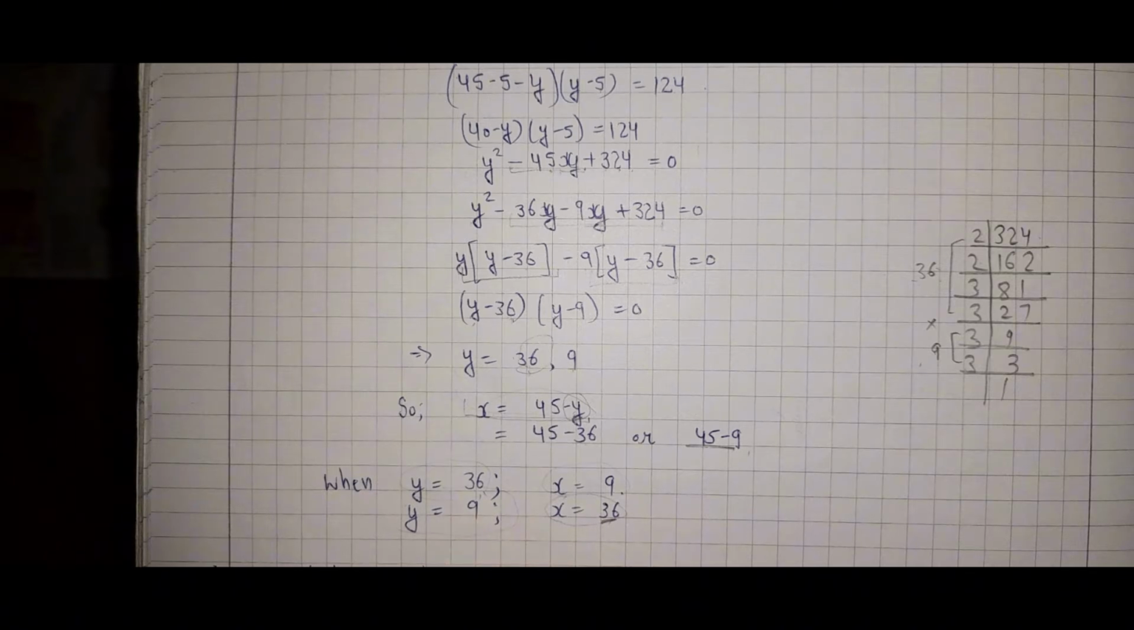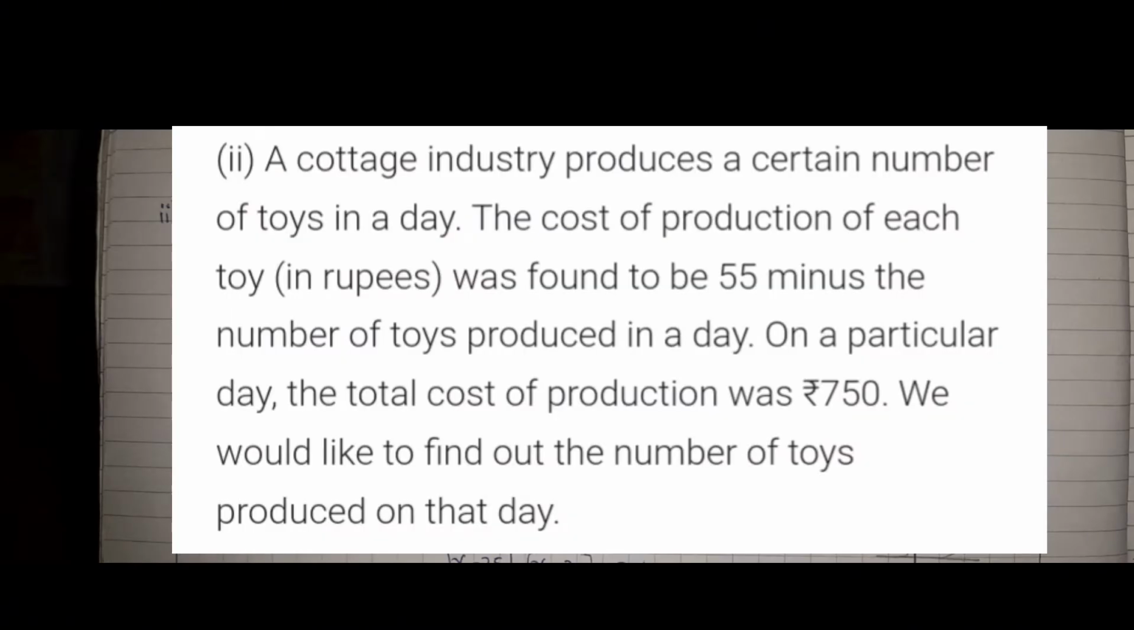Second part, a cottage industry produces a certain number of toys in a day. The cost of production of each toy was found to be 55 minus the number of toys produced in a day. On a particular day, the total cost of production was rupees 750. We would like to find out the number of toys produced on that day.